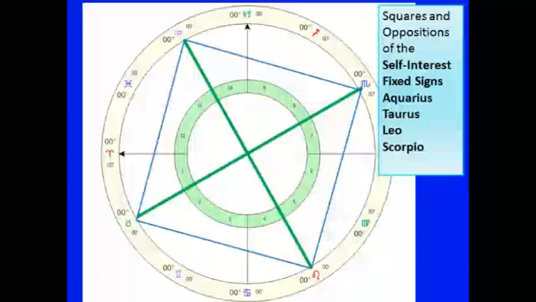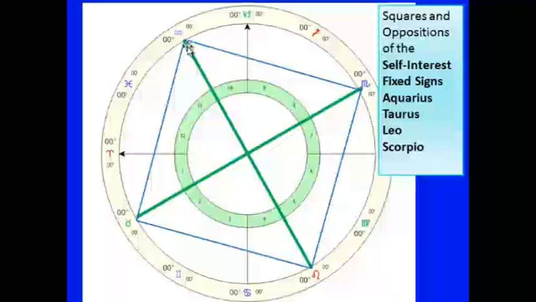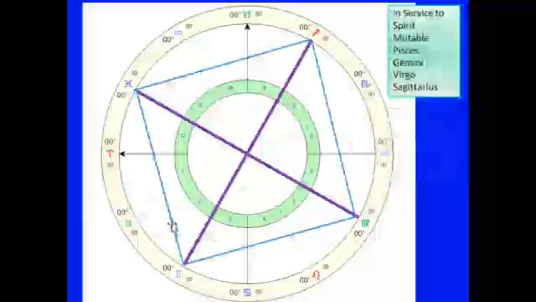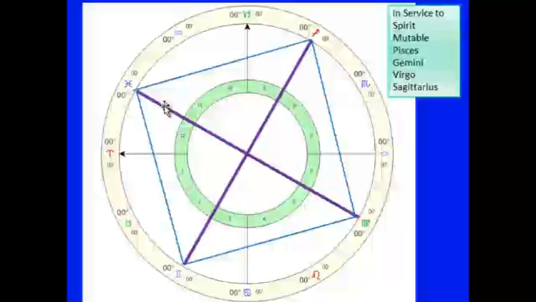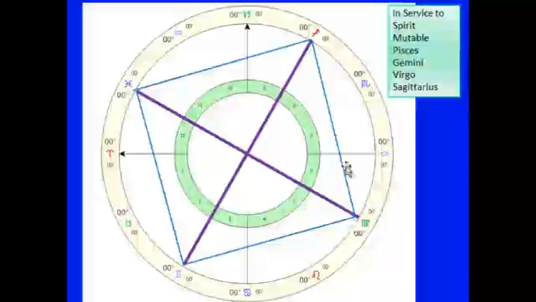Here we have the self-interest signs. We have Aquarius square Taurus, square Leo, square Scorpio, square Aquarius. And the opposite sign from Aquarius is Leo, and the opposite sign from Scorpio is Taurus. And then the last one of these modalities is Pisces square Gemini, square Virgo, square Sagittarius, square Pisces. Pisces is opposite Virgo, Sagittarius is opposite Gemini.